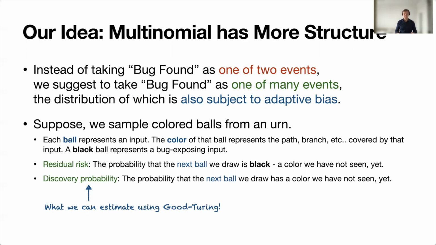So suppose we are sampling colored balls from an urn. Each ball represents an input, and the color of that ball represents a coverage element, like a path or a branch that is covered. Now we assign the color black to bug exposing inputs. So now the residual risk is simply the probability that the next ball we draw is black. And discovery probability is the probability that the next ball we draw has a color we have not seen yet, including the color black. And so we can now use estimators of discovery probability as an upper bound on residual risk.